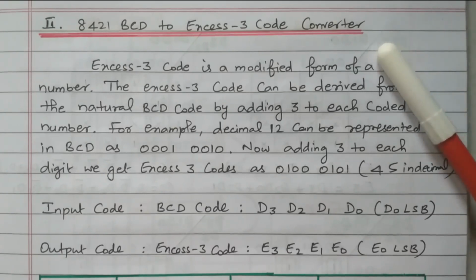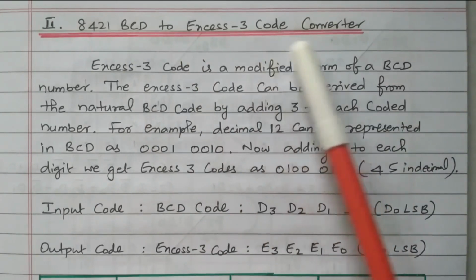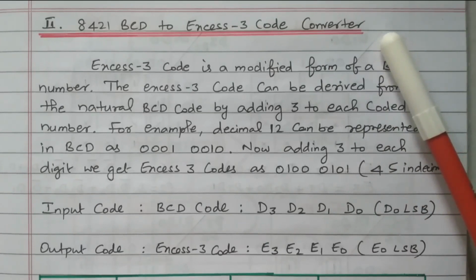Now we'll go to the topic. It's a code converter, that is the BCD to XS3 code converter. We will see what the truth table is, what the logic diagram is, and how to convert BCD to XS3. We are going to develop the logic circuit for this converter.